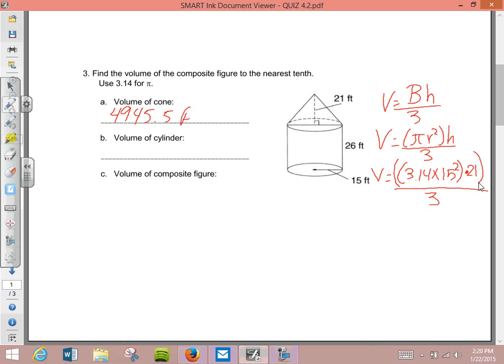4,945.5. And this is what kind of feet? Cubic. This is volume. Did we all get that? Yeah. If you didn't, you did something wrong.